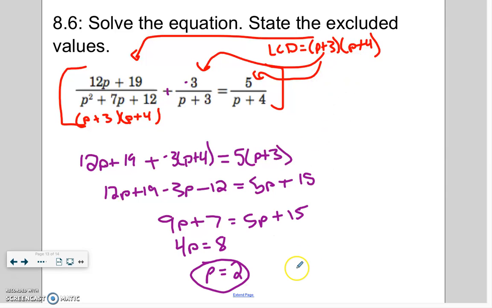And the last thing we want to worry about is making sure of our excluded values. p could not equal negative 4 and p could not equal negative 3. And looking at this scenario here, as long as this answer is not the same as those two, this answer works. So therefore, our answer is p equals 2.